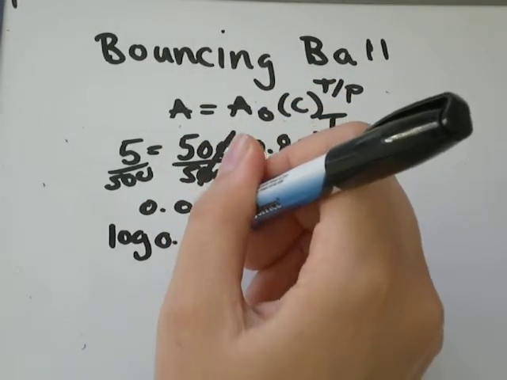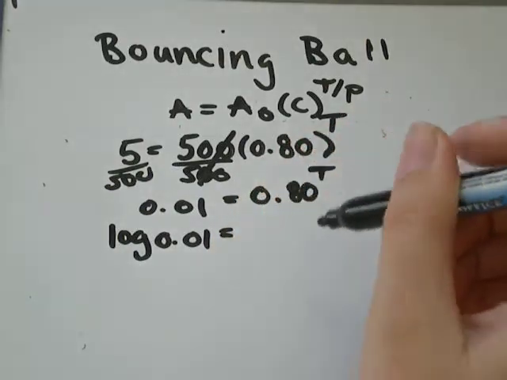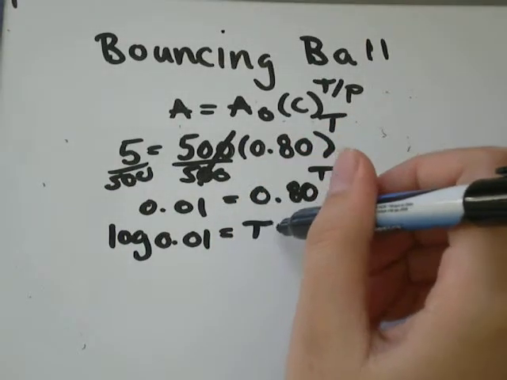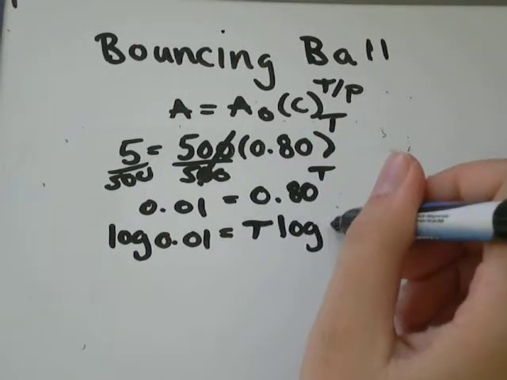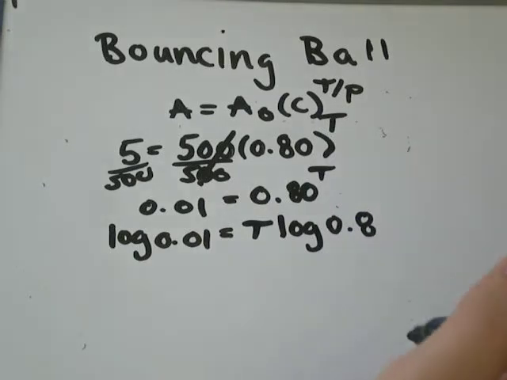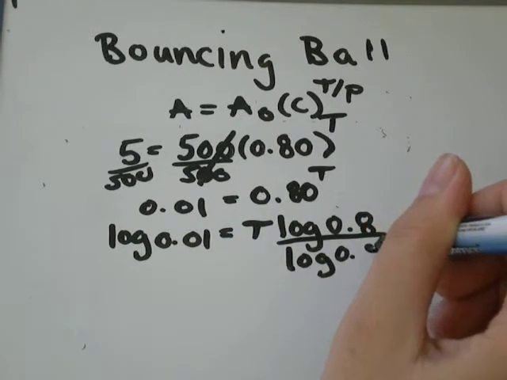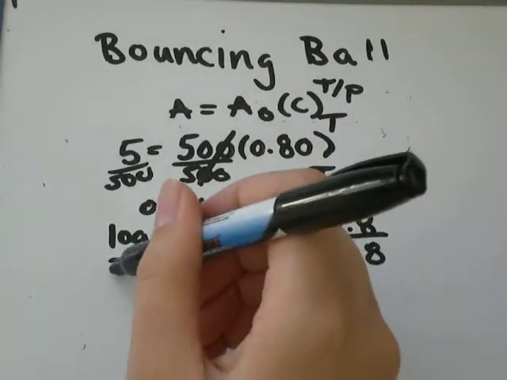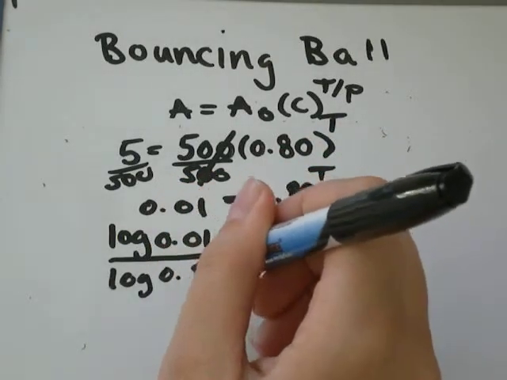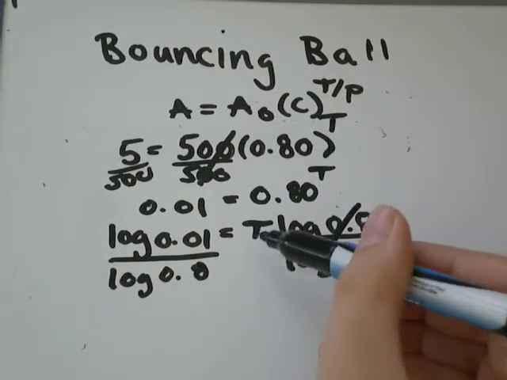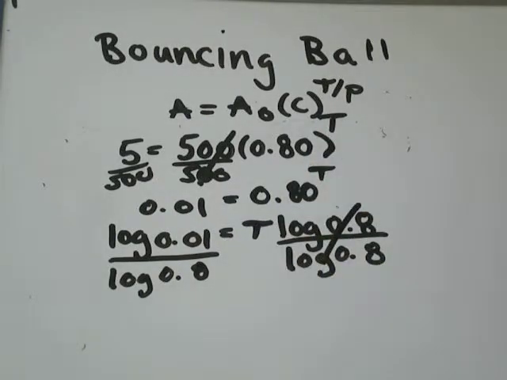Log 0.01 equals, by the power rule of logs, t multiplied by log 0.8. Let's divide both sides by log 0.8. Those will cancel out, and I'll get t equals log 0.01 divided by log 0.8.